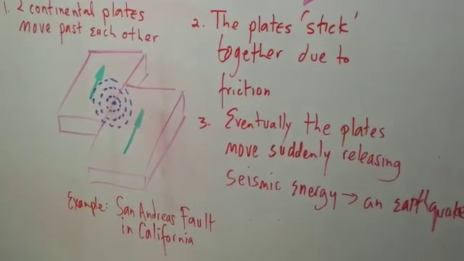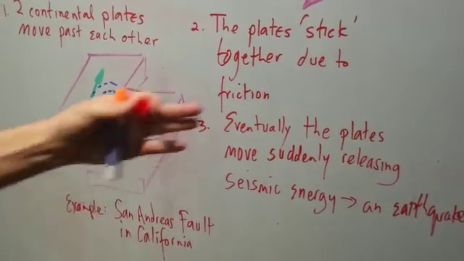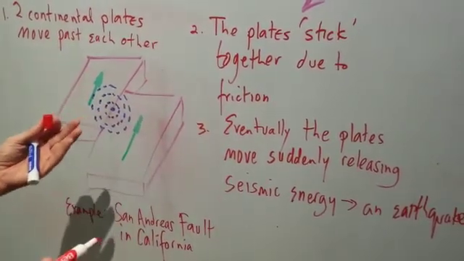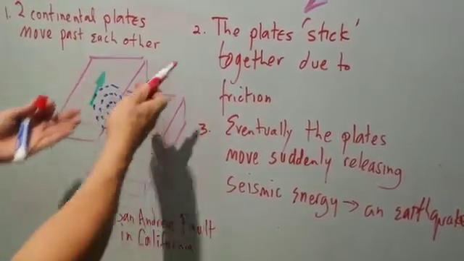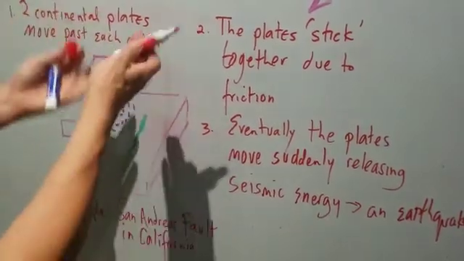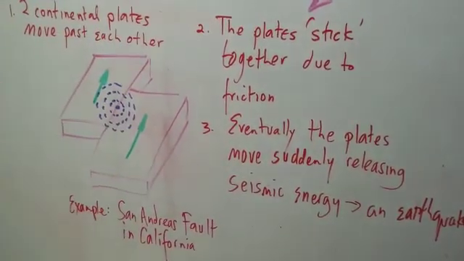Now that earthquake on land would be an earthquake. If that earthquake occurred in the sea and the plates not only moved this way but moved a little bit up and down, then that would create a tsunami.